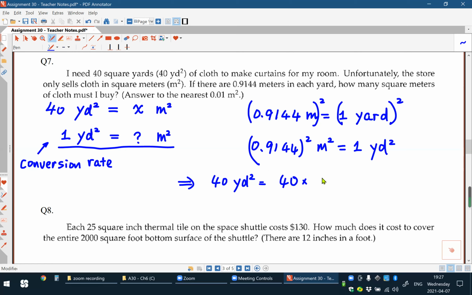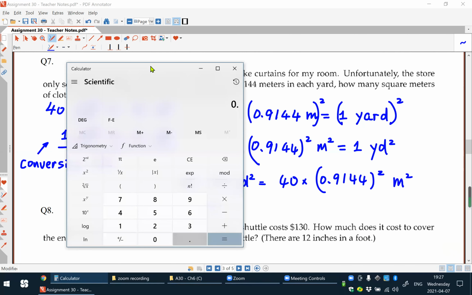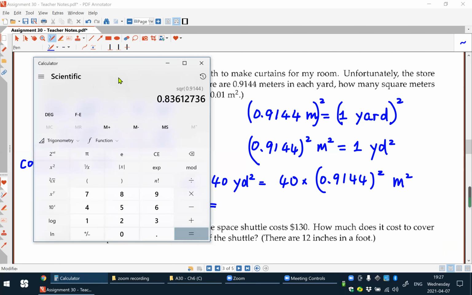Right? We need to calculate this one. Let me use a calculator here. 0.9144 to the second power and times 40, which is 33.